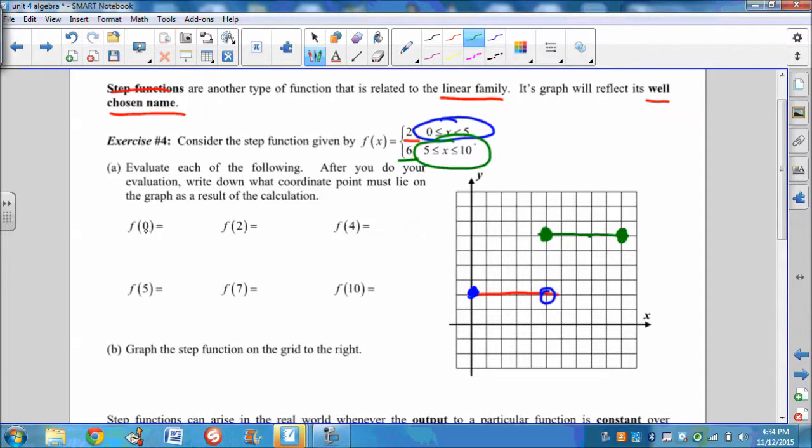f of 0. So if my x is 0, go meet the graph. What do we get? We get a 2. So that point would be 0, 2. What about f of 2? So when x is 2, go meet the graph. What point goes with that? What output is that? It's 2. So 2, 2. What about when x is 4? 1, 2, 3, 4, go meet the graph. And again, we get another output of 2. So that point is 4, 2. What about f of 5?